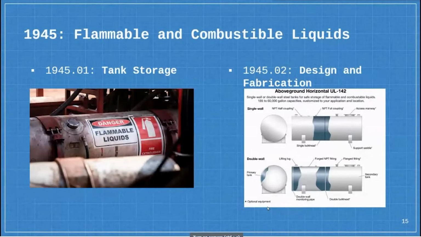Next report. So yan, 1945, flammable and combustible liquids. First, tank storage. So, dapat dito, siyempre pag tanks, kaala natin bakal na mga welded steels, ganun. Depende pa rin siya sa laman ng pinaka-tank natin. Iba rin yung sa combustible liquids, may specific na type ng metal na ginagamit doon. So, madidiscuss natin yung design and fabrication. Next, 1945.02, design and fabrication.